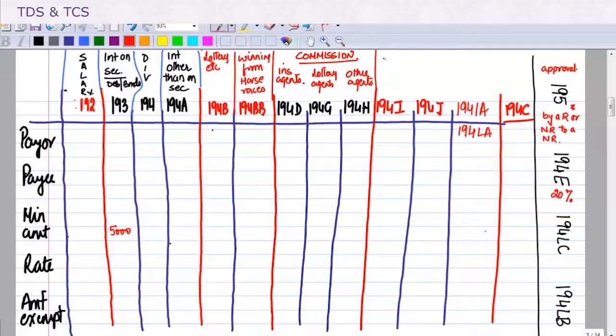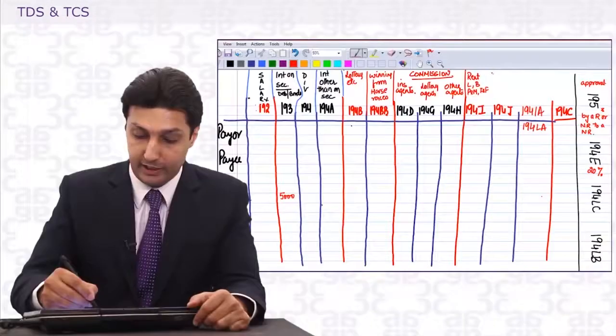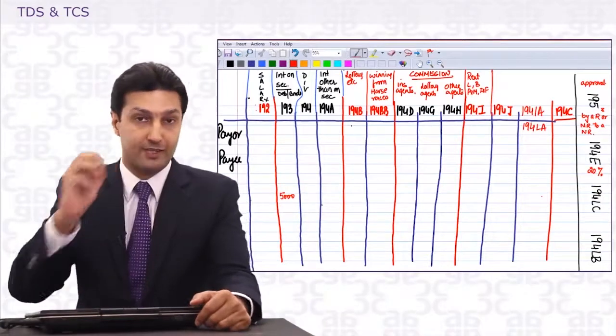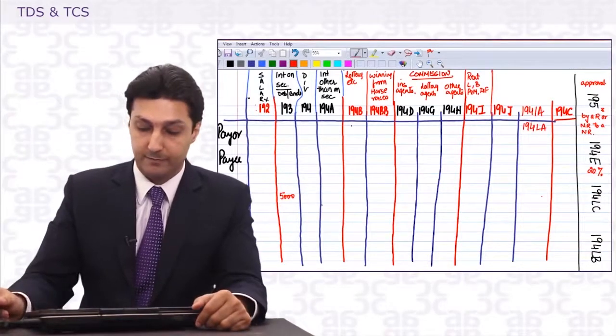Now 194I talks about rent of land, building, plant and machinery, furniture or fixture, whether leased separately or together. We're going to keep doing each one slowly. Let's first keep learning what the sections are talking about, what payments are covered here.